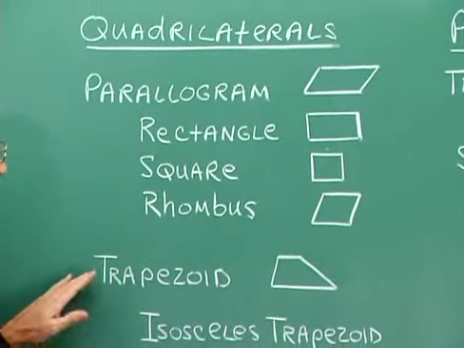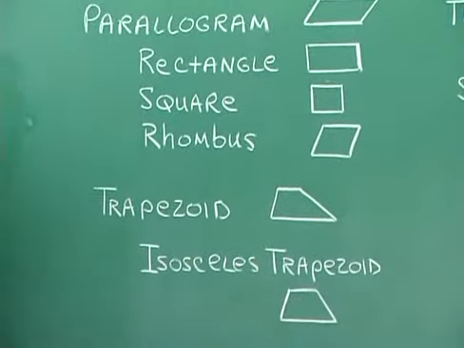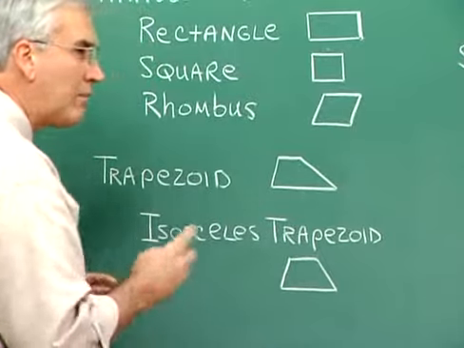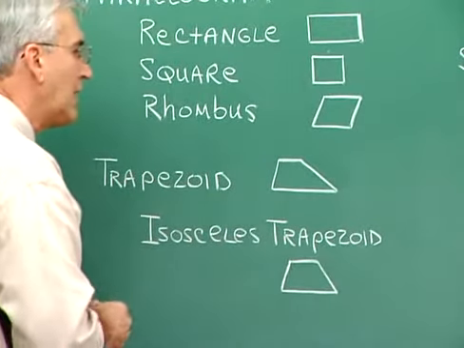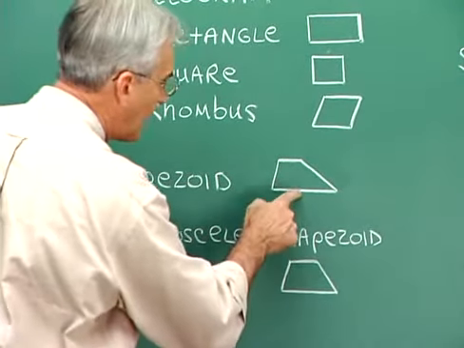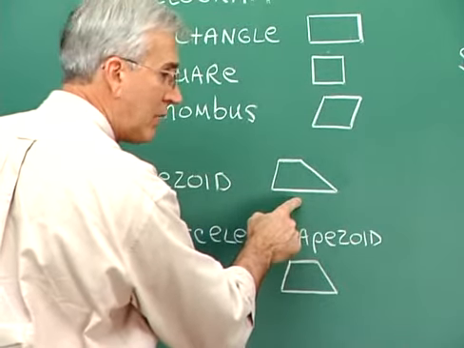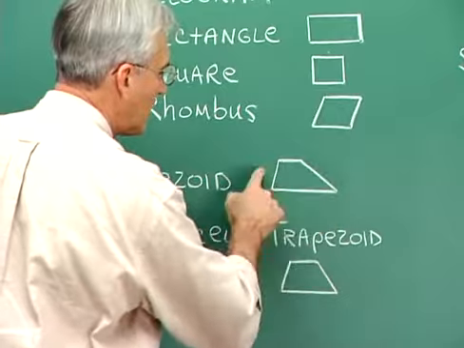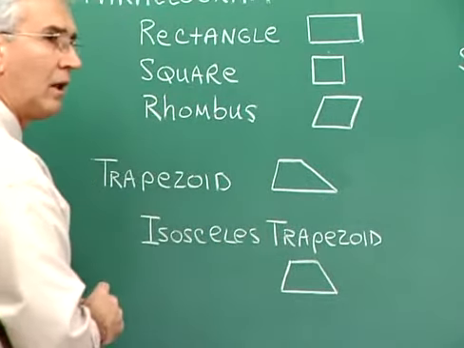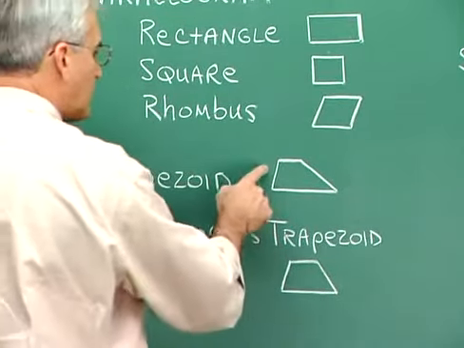Now, a trapezoid is a special kind of quadrilateral in that it is one where one pair of opposite sides are parallel. So in this case, in this drawing, the top side and the bottom side are parallel with one another. But notice that the left and right sides are not parallel with one another. So this is the trapezoid.